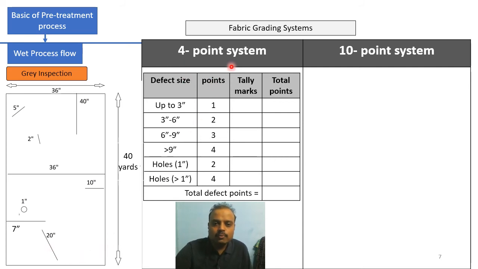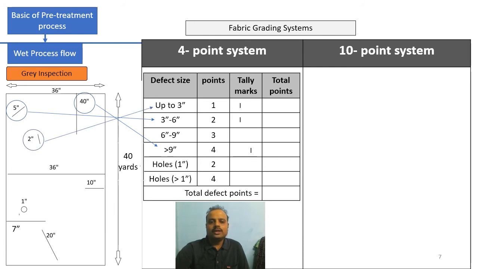So according to the 4-point system, we make a chart of defect size and respective points, which we already know. Let's start and put a tally mark one by one based on the size of a defect. So 40 inch, this is the first defect, which comes under greater than 9 inch. So it has 4 penalty points. We mark one tally mark. Now the 5 inch defect size is in the category between 3 inch and 6 inch, so it has 2 penalty points and 1 tally mark.